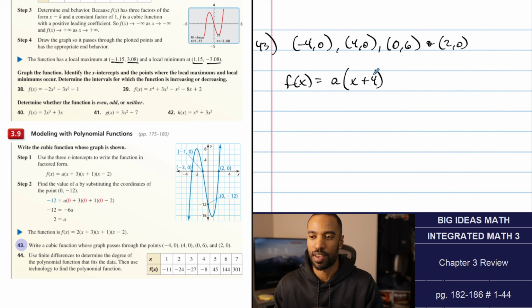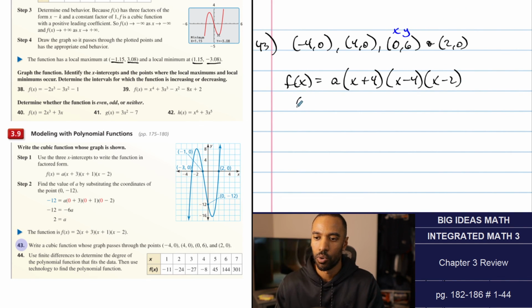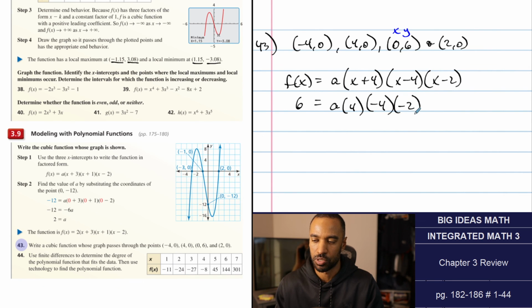So it's best to use this factored form so long as we have 3 of them as x-intercepts. x plus 4, x minus 4, and x minus 2. I'm saving the 0, 6 for our x, y substitution, where 6 goes into y, 0 goes into x. 0 plus 4 is 4, 0 minus 4 is negative 4, 0 minus 2 is negative 2. Negative 4 times negative 2 is 8, times 4 is 32, so 6 equals 32a, and a equals 6 over 32, which reduces to 3 over 16.